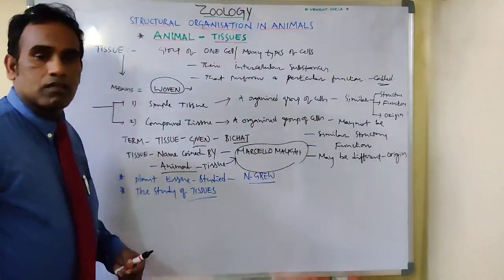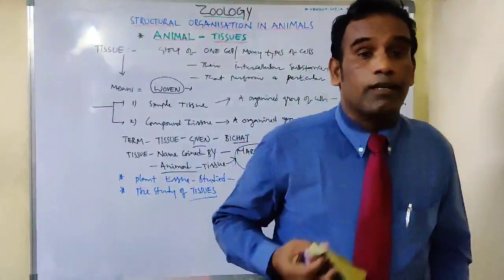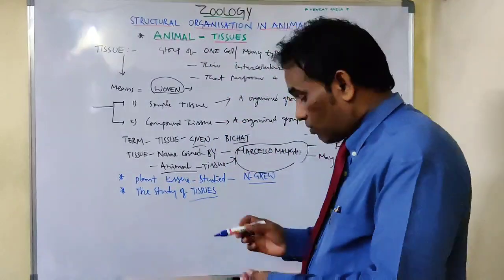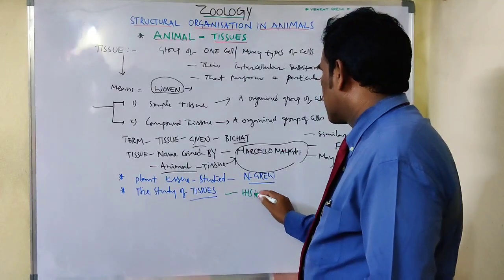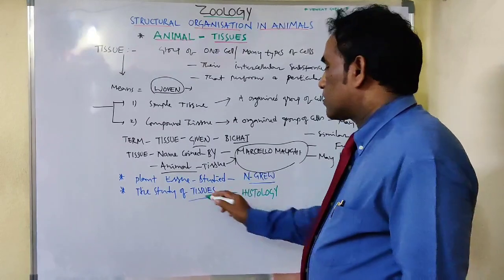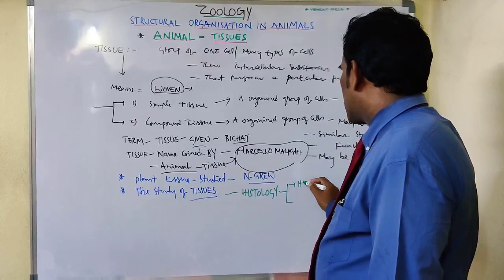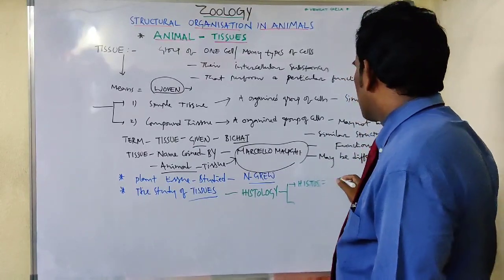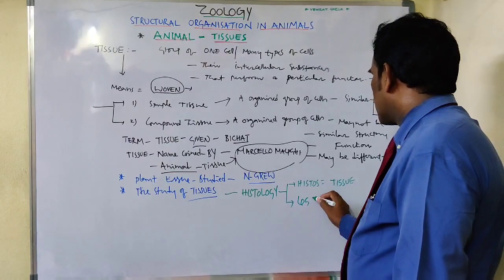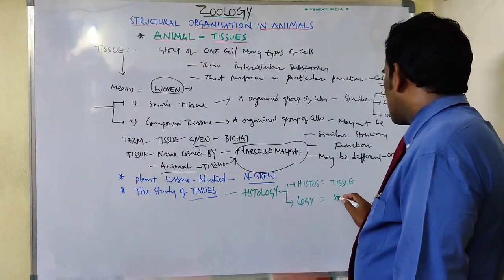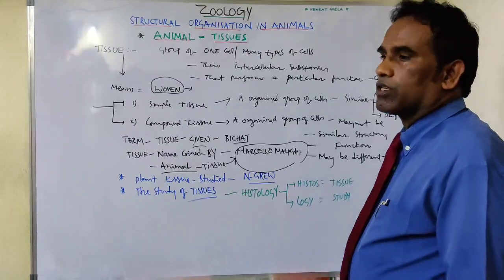is a separate branch in biology, which is called histology. The study of tissues is called histology. Histology is derived from two words, histos, which means tissue, and logy or ology, which means to study. So the study of tissues is called histology.